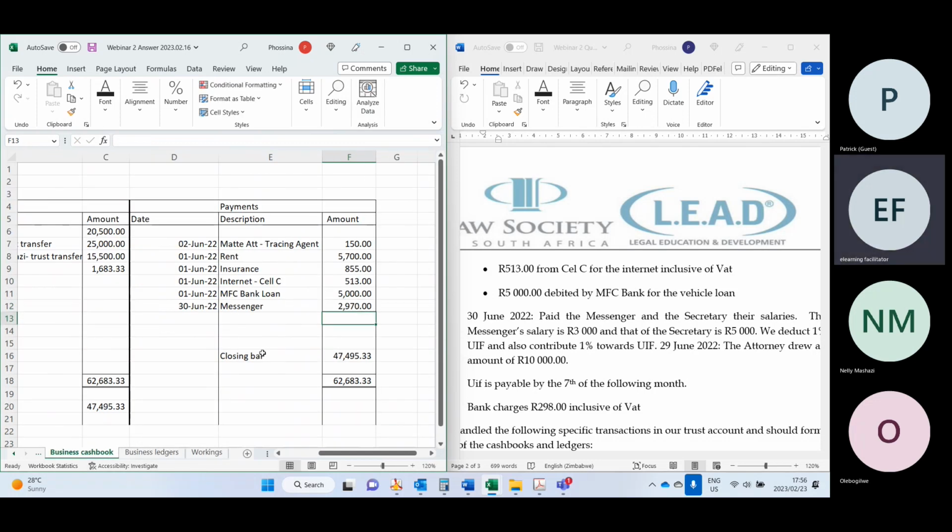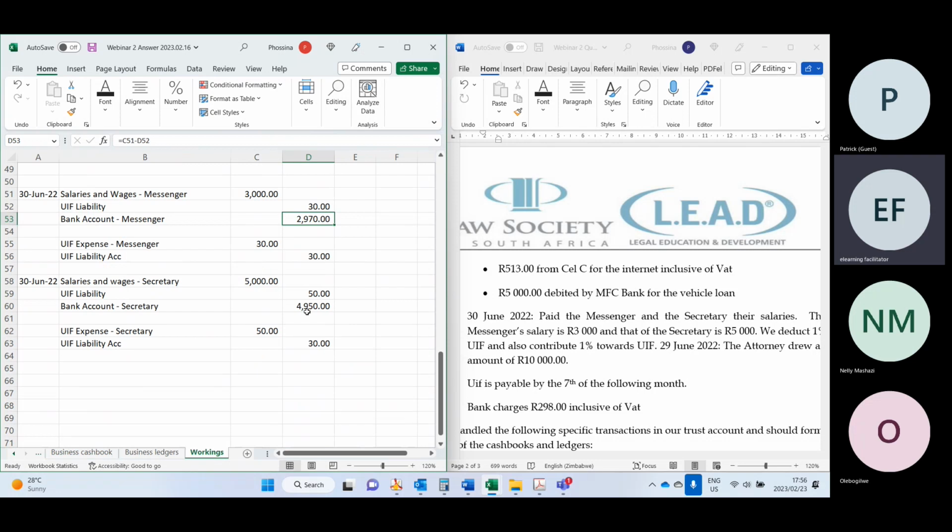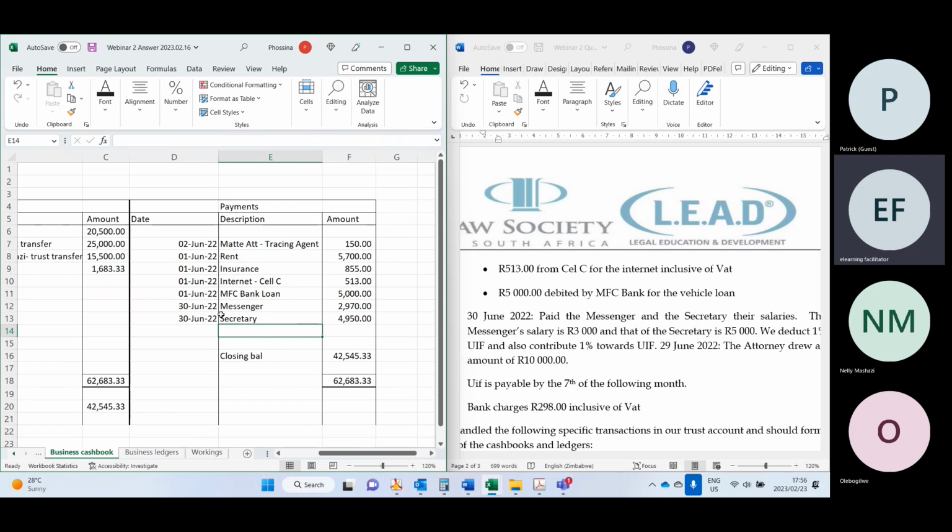2970. So this is after we've deducted the obligation that the messenger has got, so that in the future they can get something from the government. And then for our secretary, it's 4950, according to our workings. We have deducted that. So this is how much we are paying them. We are not going to pay the full amounts, because the moment we pay the full amounts, the firm will be made to pay UIF again, because it has an obligation to deduct.